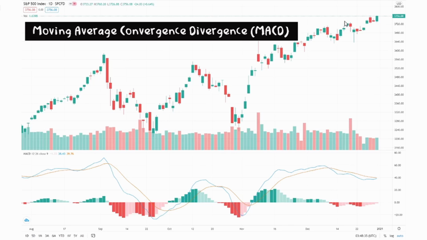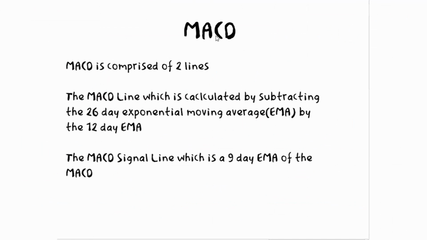In this video, we're going to go over the moving average convergence divergence indicator, or MACD for short. It is a good trend following momentum indicator. We're going to go over how to calculate it and then go over a strategy that I find successful when using MACD.